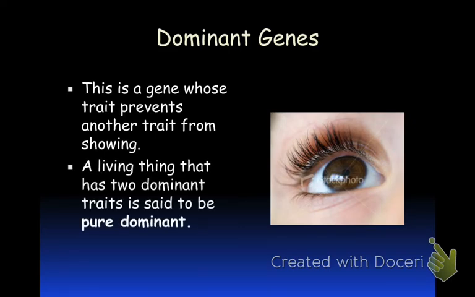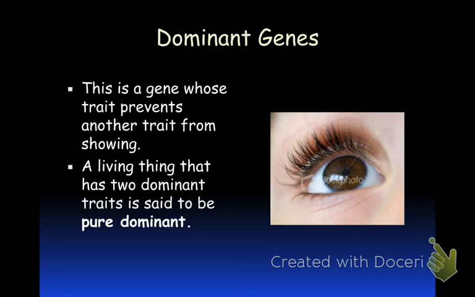So a living thing that has two dominant traits is said to be pure dominant. Now, you cannot tell, again, by looking at a phenotype if something is pure dominant, because the gene that codes for brown eyes is dominant over the gene that codes for blue. So if you look at a phenotype and that person has brown eyes, you can't say, oh, both parents had brown eyes and so they're pure dominant. It could have one parent with a recessive gene for the blue eyes. We can't see it phenotypically because it's always going to be covered by the dominant gene.